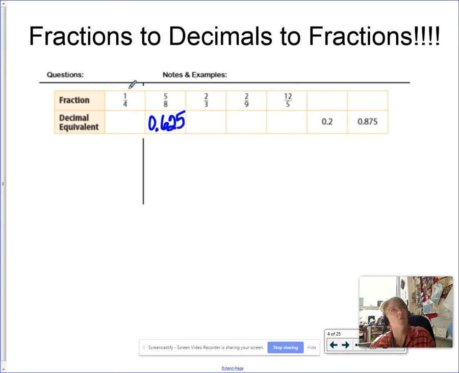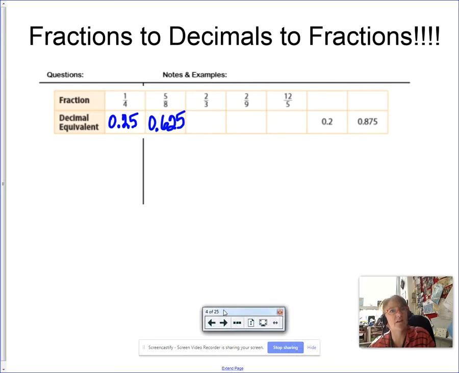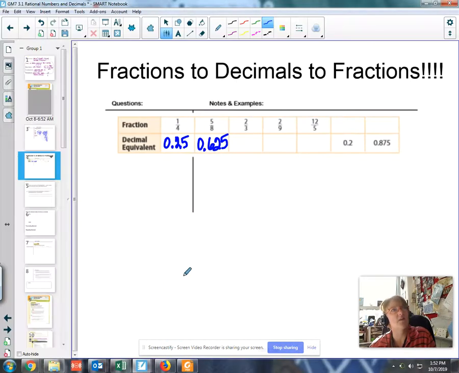Okay, 1/4. You might know that one off the top of your head. Do you? A quarter? Do you know how many cents is a quarter? You should get 25 hundredths, 0.25. Ooh, 2/3. I kind of want to talk about 2/3 because something kind of goofy happens with these.